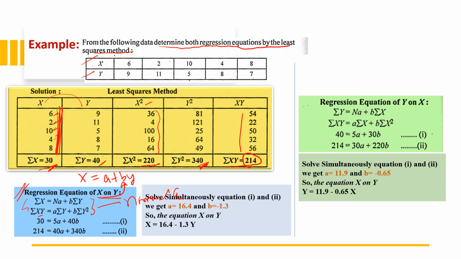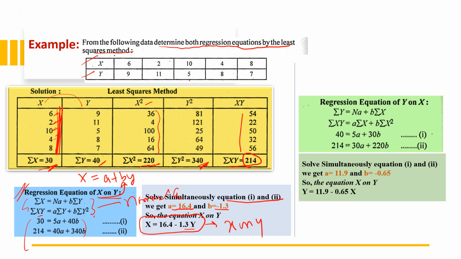After putting these values in equations 1 and 2 and solving them simultaneously, we get a = 16.4 and b = minus 1.3. So we get the equation x = 16.4 minus 1.3y. So this is the equation x on y.